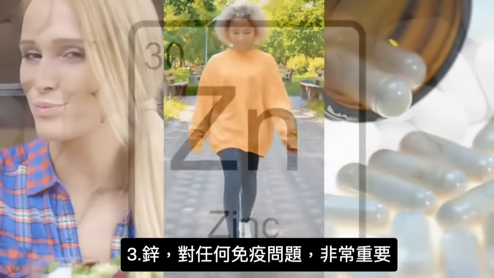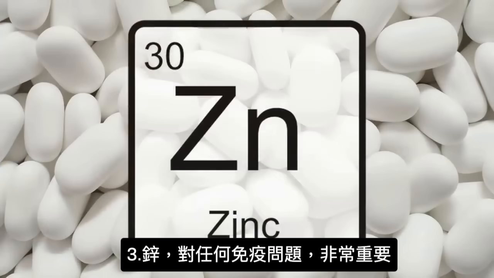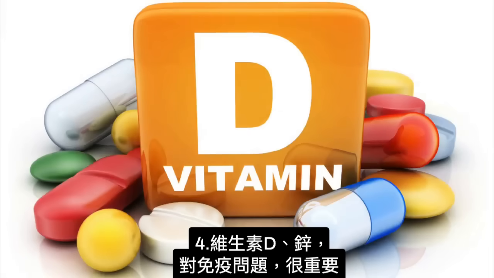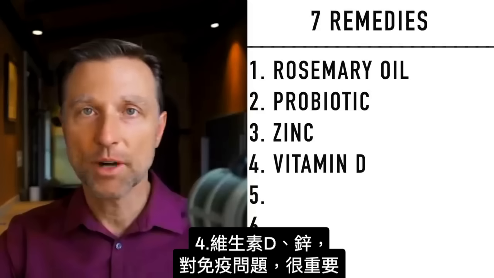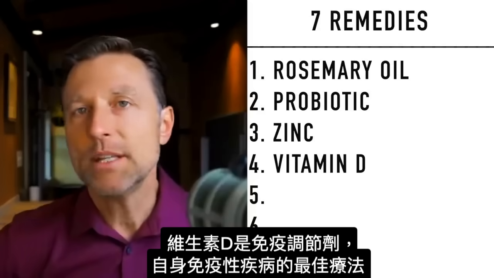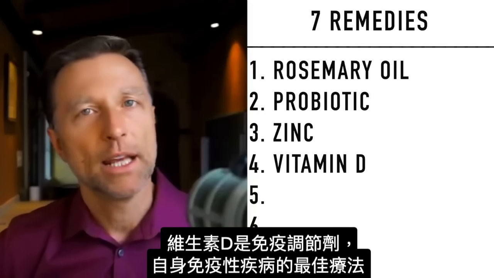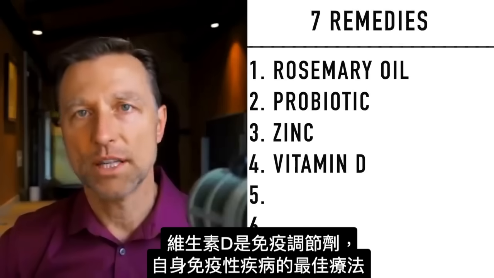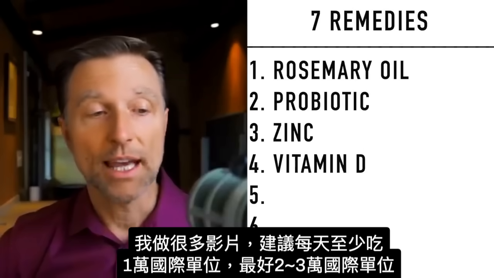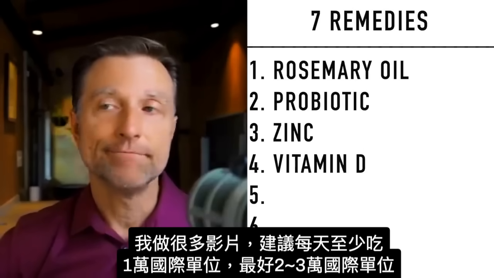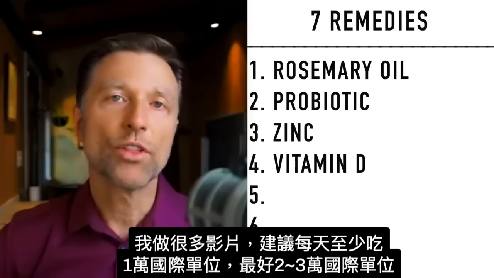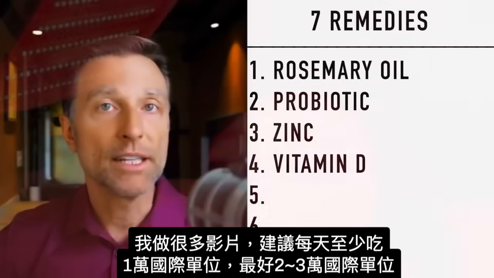All right, number 3, zinc. Zinc is essential if you have any immune issues at all. Number 4, vitamin D. Vitamin D and zinc for any immune problems is very, very important. Vitamin D is an immune modulator. It is the best remedy for any autoimmune condition. I've done a lot of videos on this, and I would recommend taking nothing less than 10,000 IUs, but probably 20 or 30,000 IUs of vitamin D every single day.